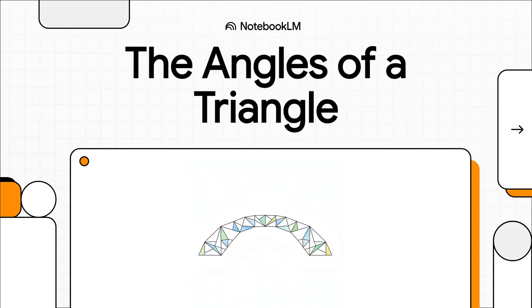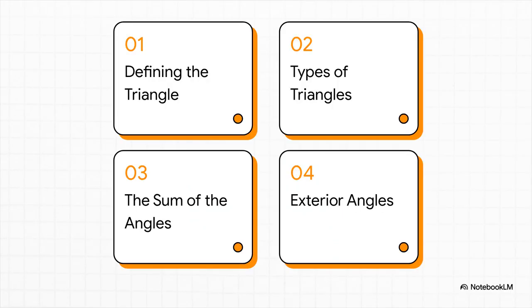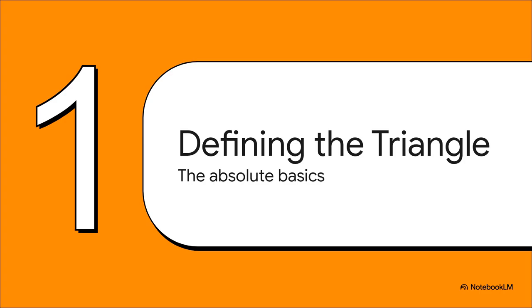To really get why, we've got to go back to basics. All right, so here's our game plan. First, we're going to nail down the absolute basics. What exactly is a triangle? Then, we'll dive into all the different types you can find. After that, we get to the golden rule, the one thing that's true for every single triangle. And to wrap it up, we'll see how that one rule helps us figure out some pretty cool stuff, like exterior angles. Okay, let's jump right in.